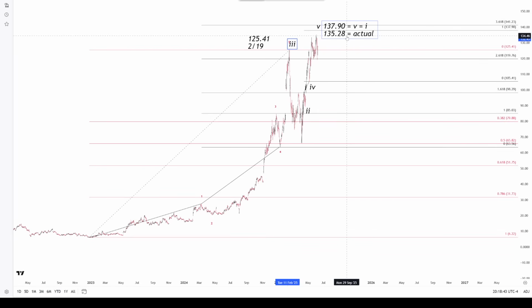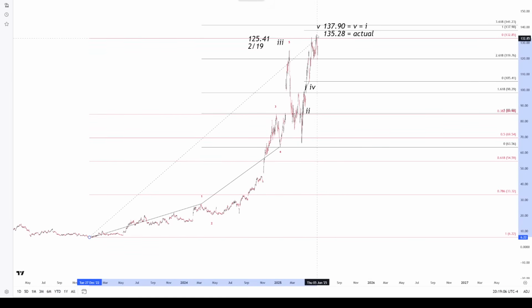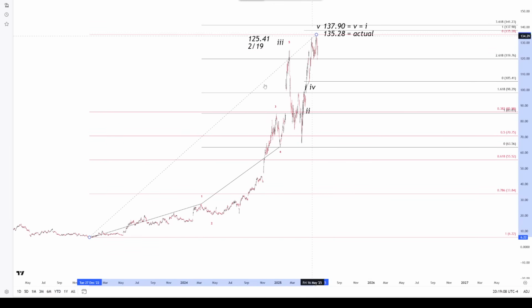Our target was 137.90, and it came within a little more than 2 points of a direct hit, and it started to come down. Okay, so we'll have to look at that. And I want to move this here. Let's put that there and out of the way. See if we've got that magnet still on. Yes, we do. We're going to correct that 5-wave advance.